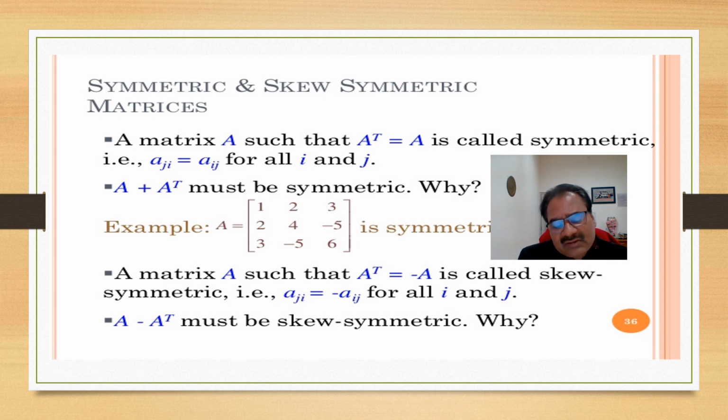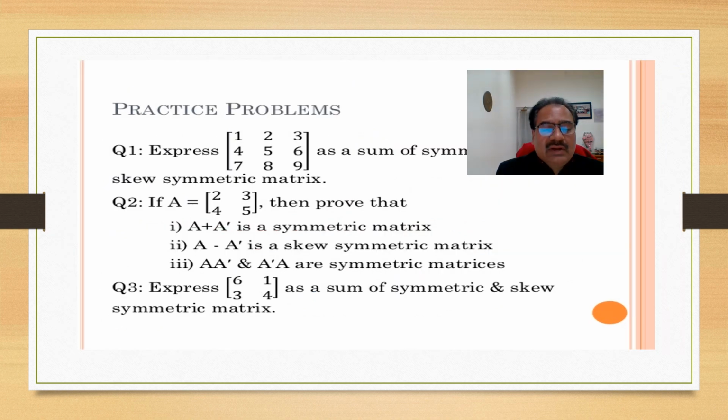Only one example. Let us suppose A is equal to 1, 2, 3, 2, 4, minus 5, 3, minus 5, 6. Is it symmetric or not? How to check? A matrix A such that A power T, the transpose of A, is equal to minus A is called skew symmetric, that is for all i and j. So you have to check if A minus A power T is skew symmetric. So you have to check if this is symmetric or skew symmetric. With the help of this calculation, as discussed, you may check very easily. Okay.